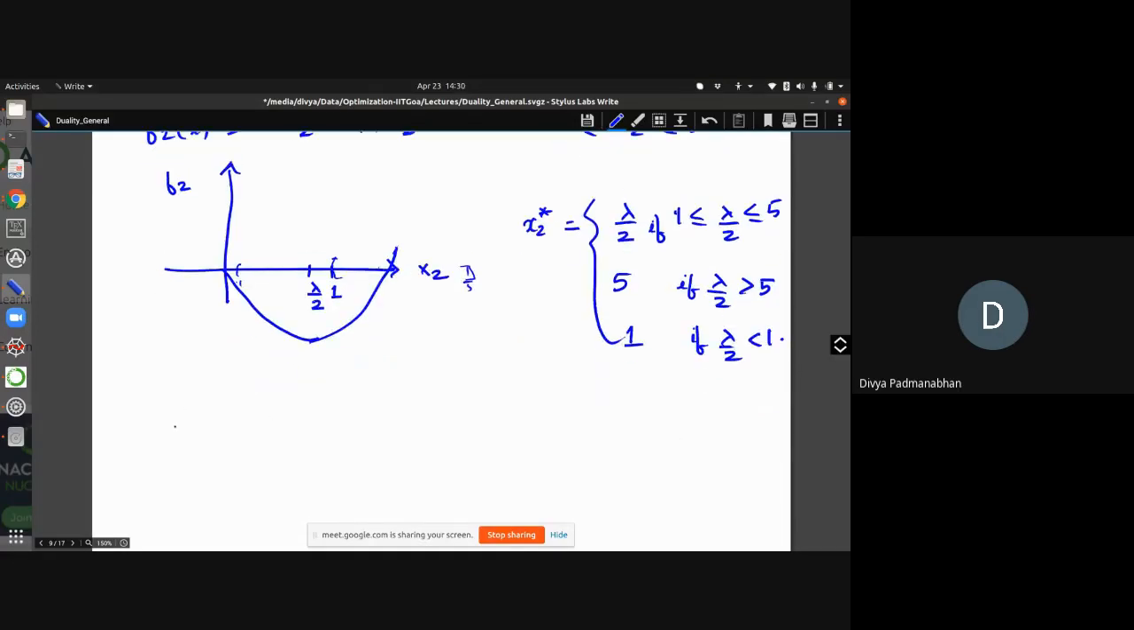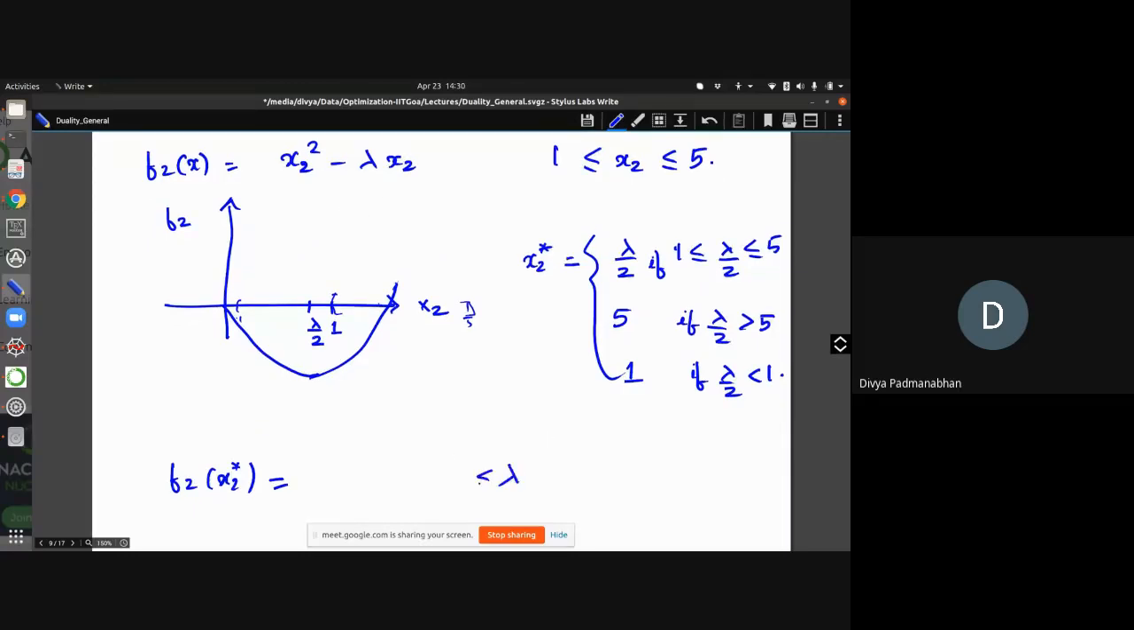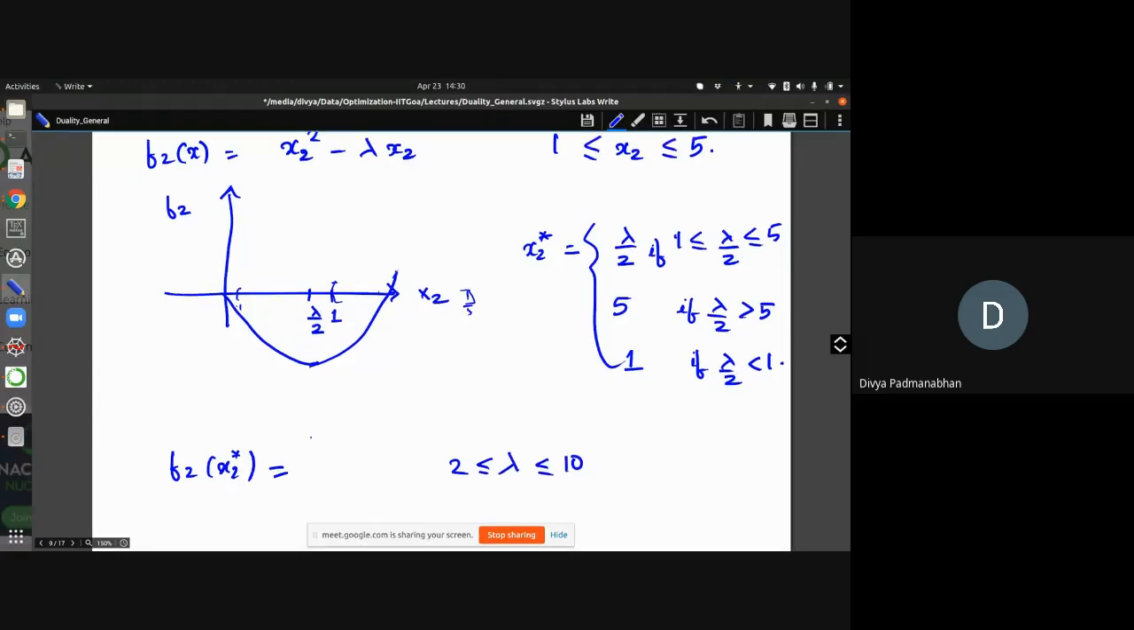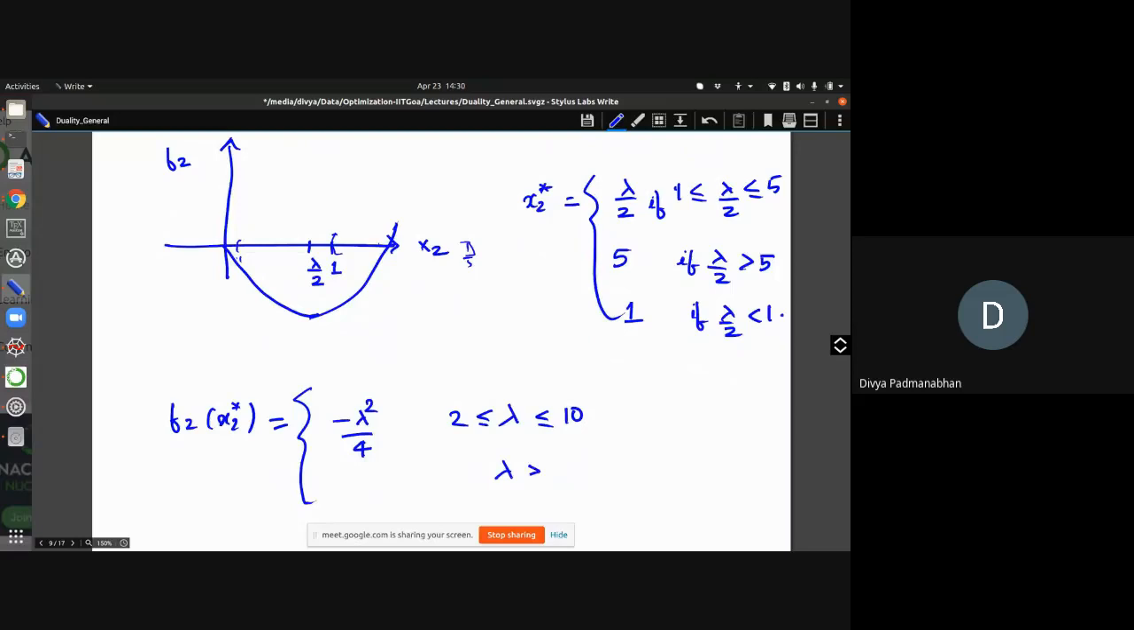So now in terms of f2 of x2 star, if you just plug this back in, when lambda is between 2 and 10, so this first condition, what you will get is minus lambda squared by 4. And now if lambda is greater than 10, what do you get?